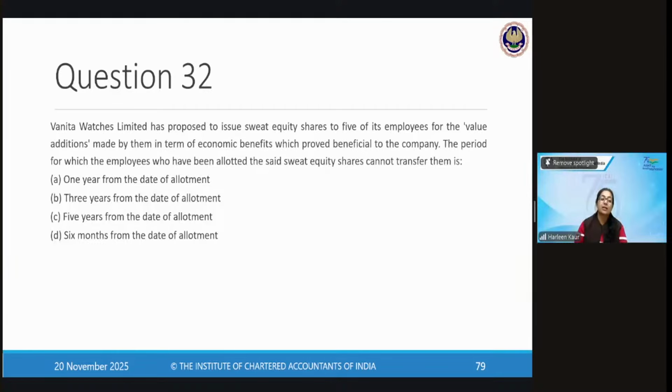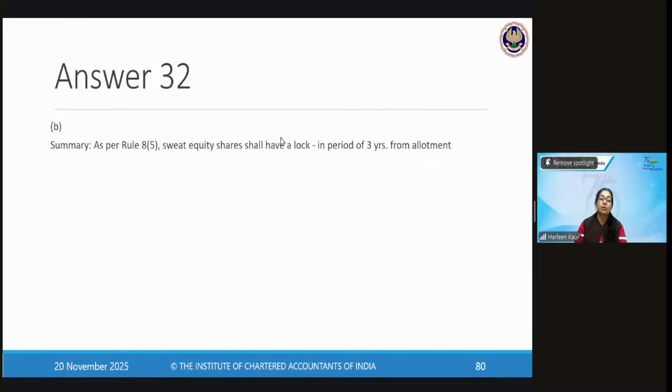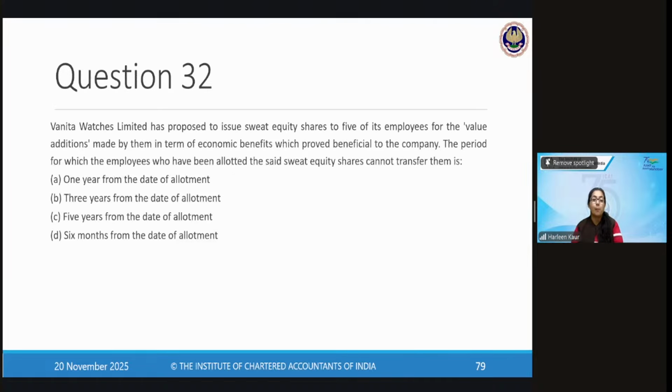So what is the correct answer? 3 years. Have a lock-in period of 3 years. We did a question right now. You remember? 5 years दिया हुआ था उसमें. Everybody has given the correct answer now. Clear?